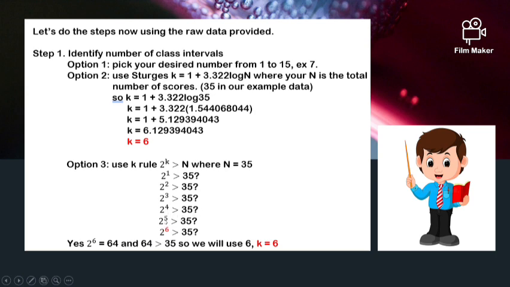Now next to 4 is 5. 2 raised to 5, you will have 32. But 32 is not greater than 35. Okay, so you are not going to choose 5.